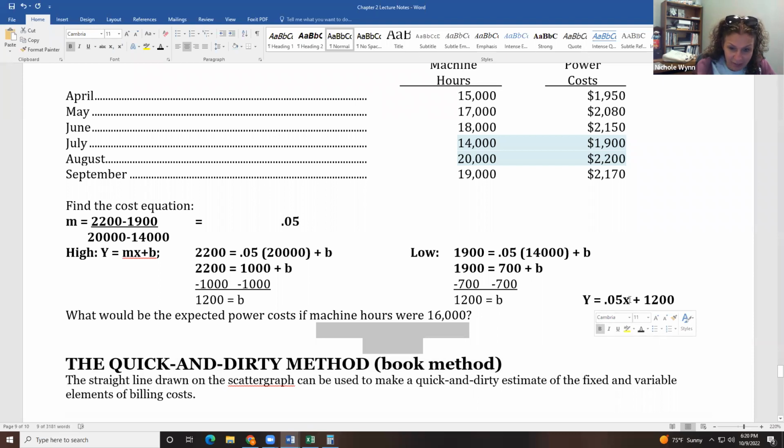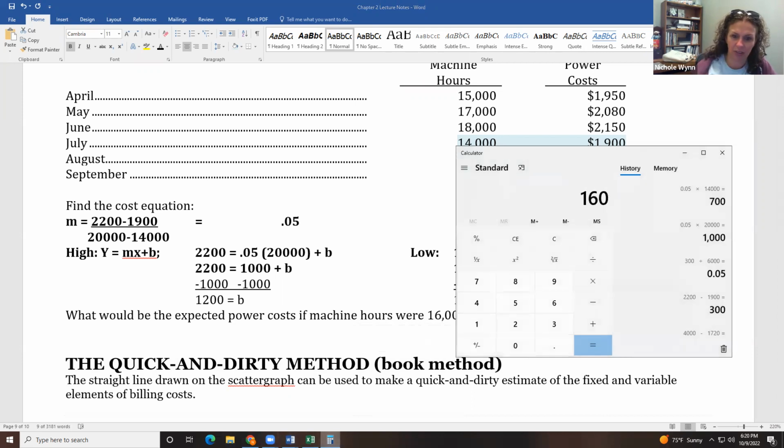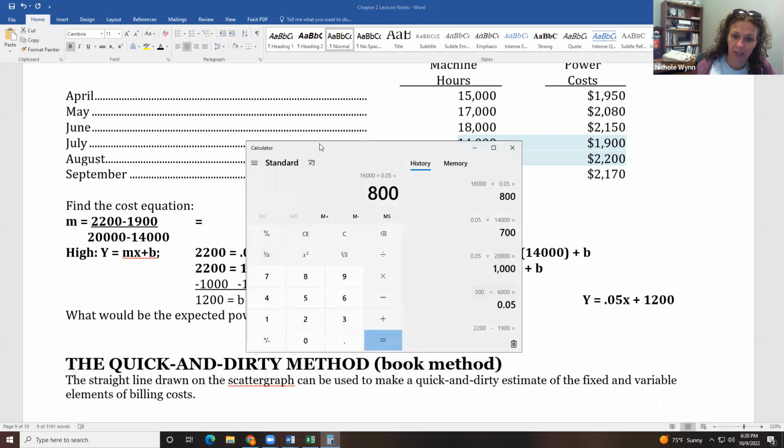just plug in 16,000 in for X, because machine hours are X and dollars are Y. So what would the Y be if your X was 16,000? So you would take 16,000 times 0.05 and you get 800. And then you add 1,200 to that and you get 2,000.